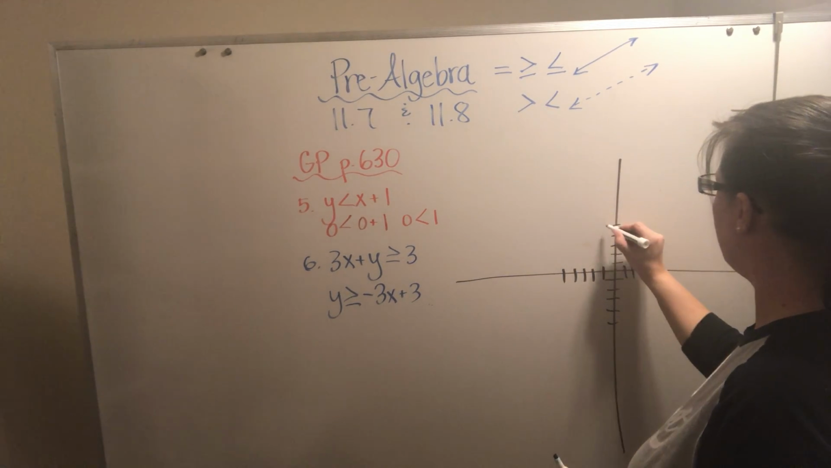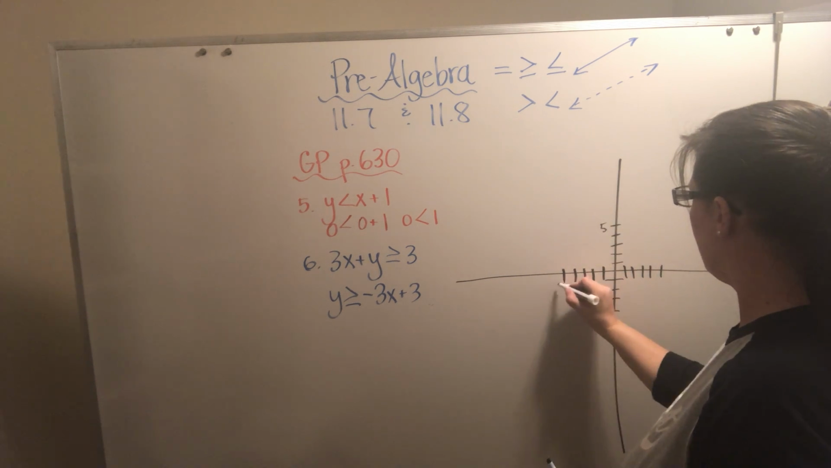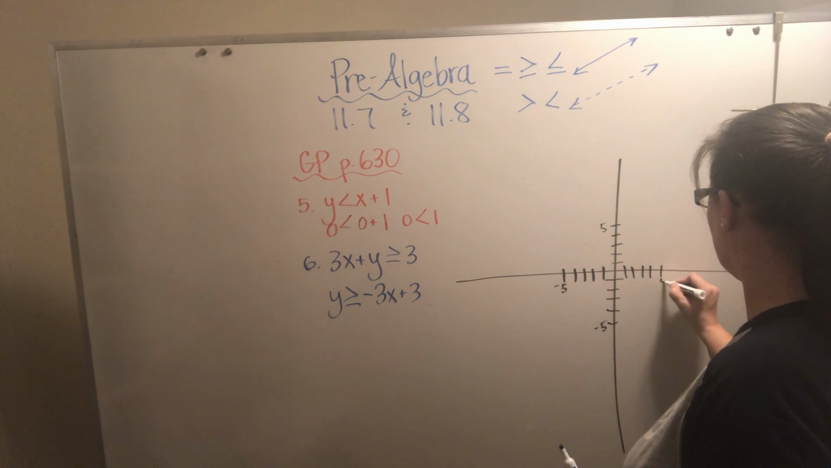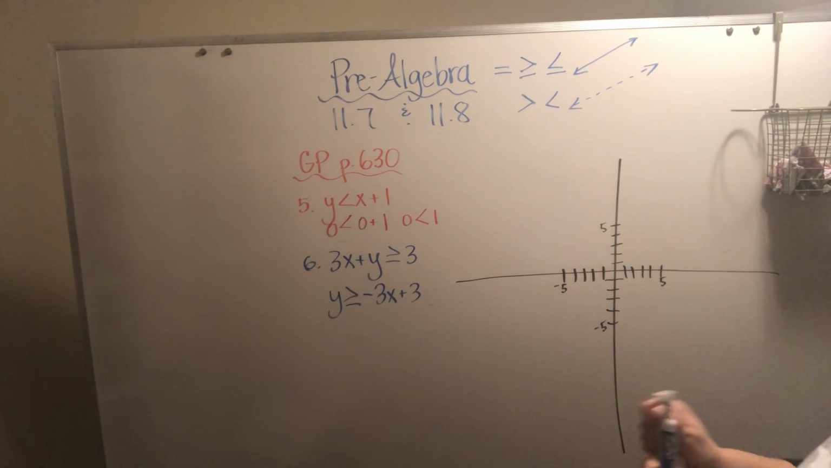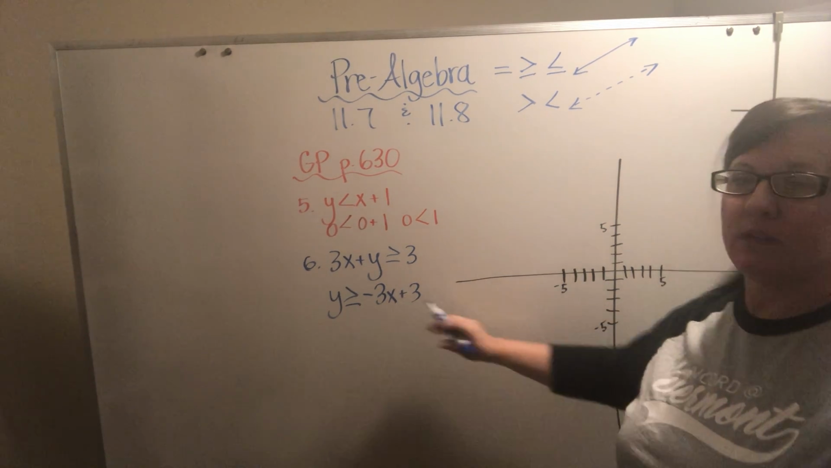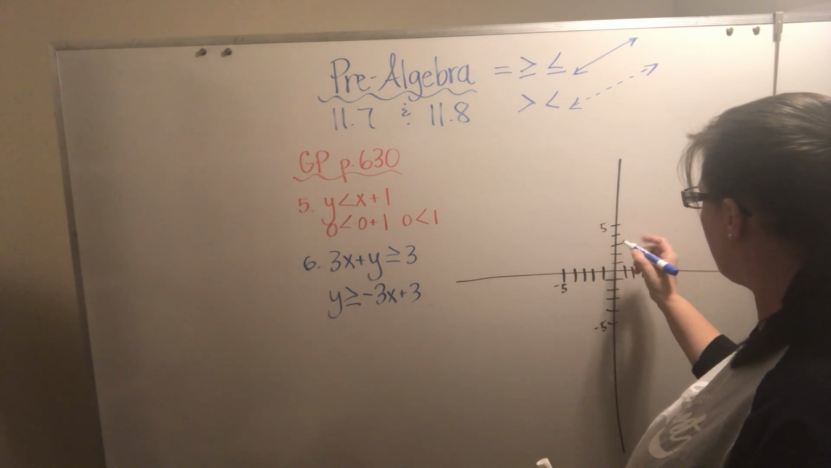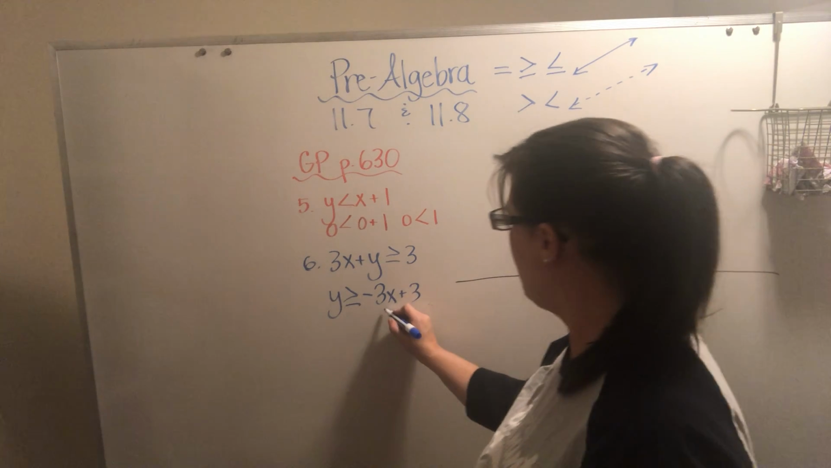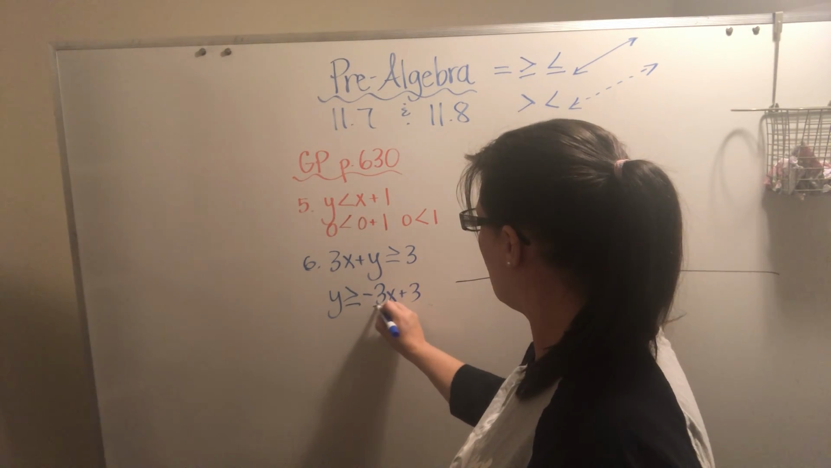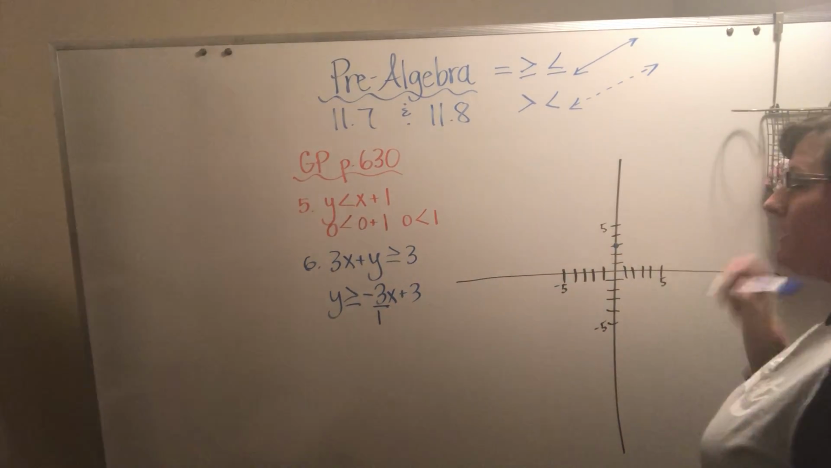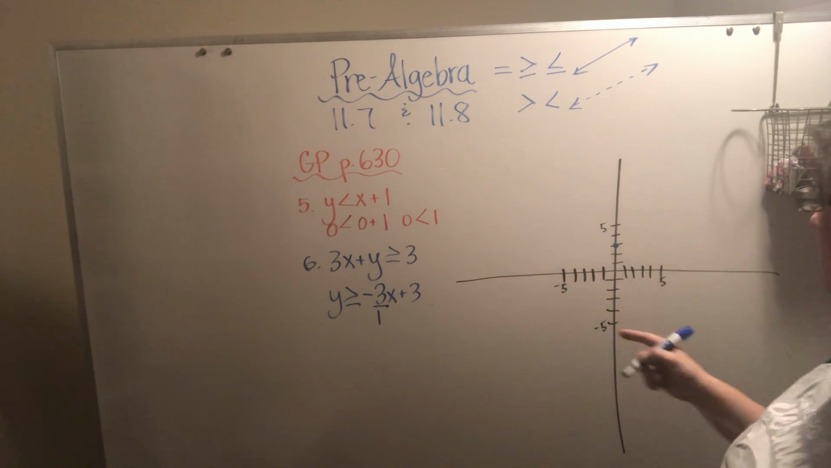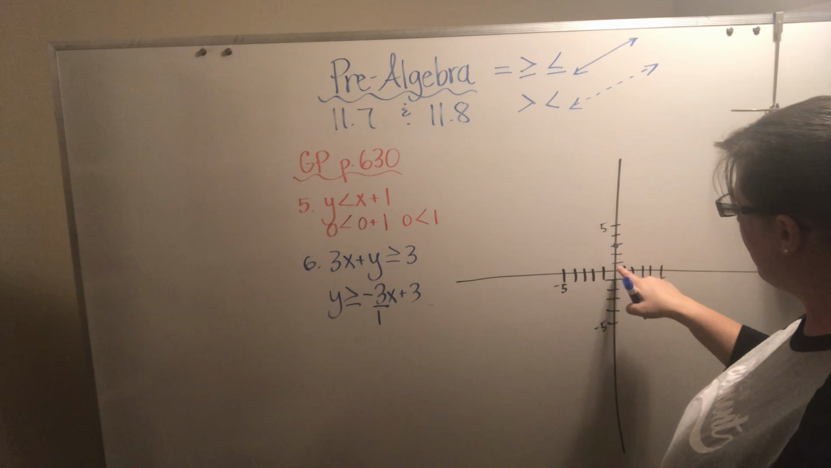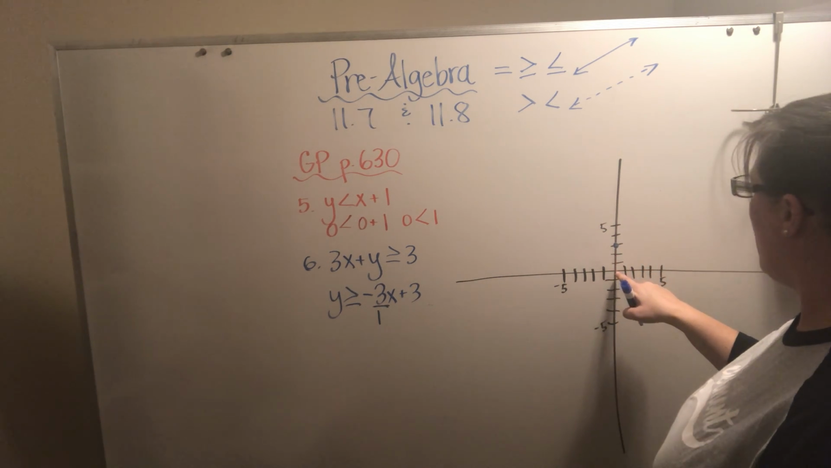1, 2, 3, 4. All right. I notice my y-intercept is 3, so I'm putting my dot at 3. Now, negative 3 over 1. That means I go down 3 over 1. So I go to my y-intercept at 3, down 3, 1, 2, 3, over 1.